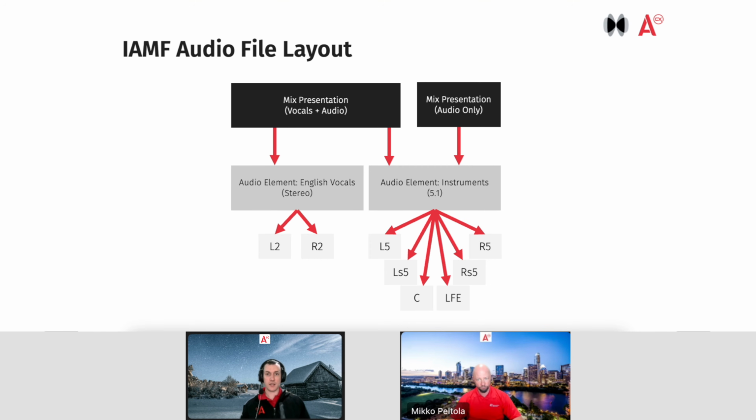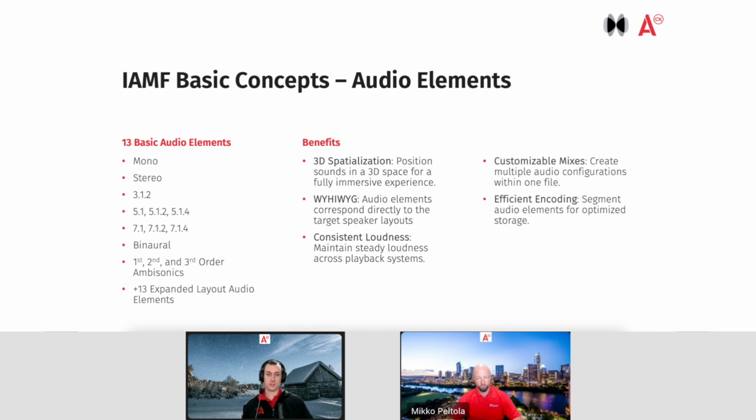Now that we sort of understand how IMF audio files are laid out, let's talk a little bit about these constituent parts. Starting with the audio elements, there are 13 basic audio elements. The basic audio elements are associated very roughly with the basic speaker layouts for playback. So we have, for example, stereo audio elements, 5.1 and 7.1 audio elements, as well as ambisonic support in our audio elements for the first, second, and third order ambisonics.